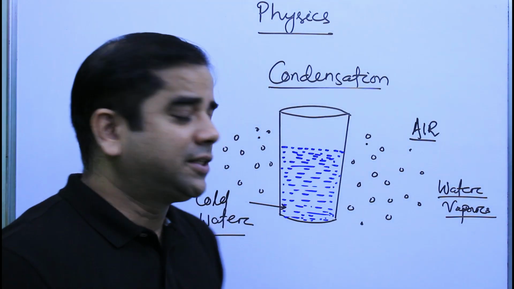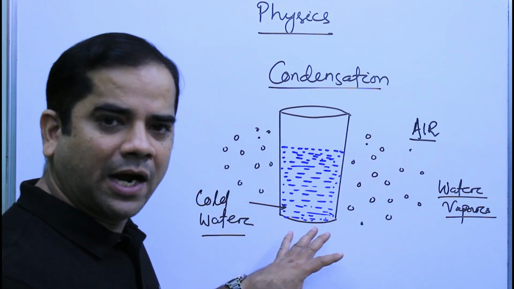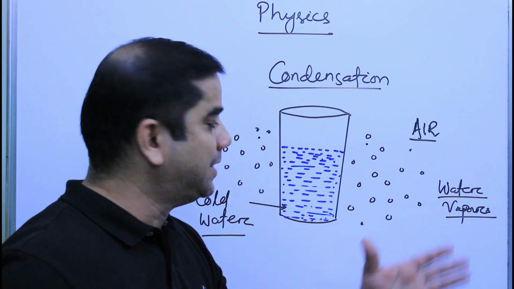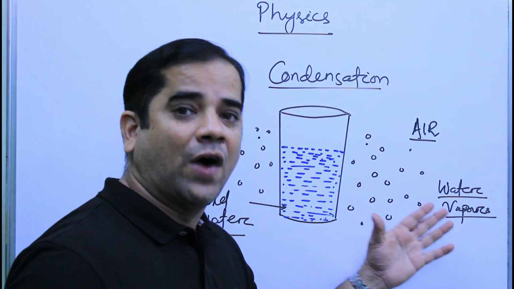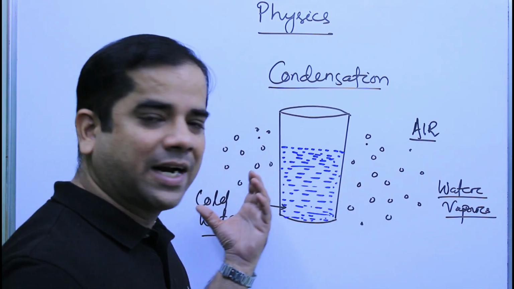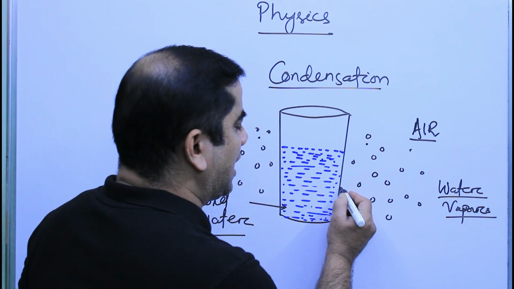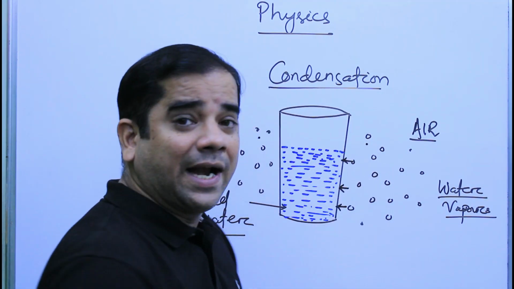Okay, students, just have a look at this. There is a glass having cold water which is surrounded by air, and we know that air contains water vapors, that means the molecules of water in the form of water vapors. When the molecules of water vapor come towards the glass and are in contact with the surface of the glass, they will lose their kinetic energy.